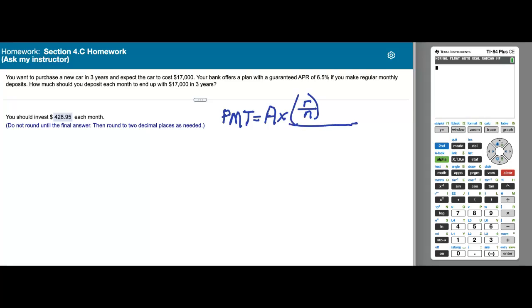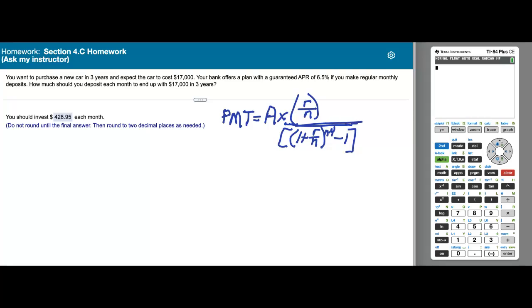And the denominator is 1 plus R over N. That's still the annual percentage rate over number of times compounded. That raised to the number of times compounded times the number of years. So in this case, we're looking at 3 years. Subtract 1 and then close parentheses. Okay, and all of that's in the denominator of this fraction.